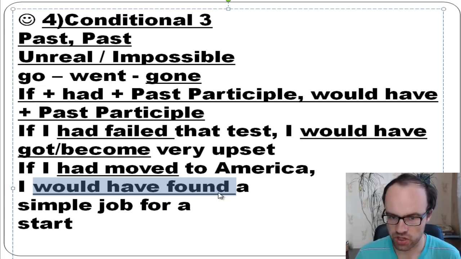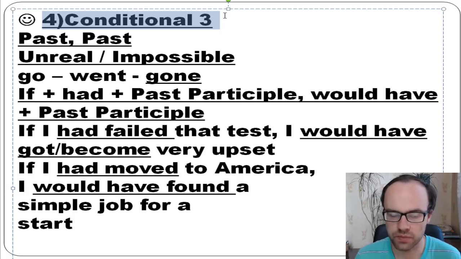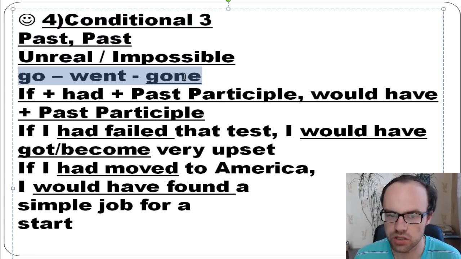But did I move to America? No. And as a result, I didn't find a job because I wasn't there. I didn't move to America. So it's in my imagination, about the past. So, the third conditional: past and past, unreal, impossible. Go, went, gone. Gone is past participle.